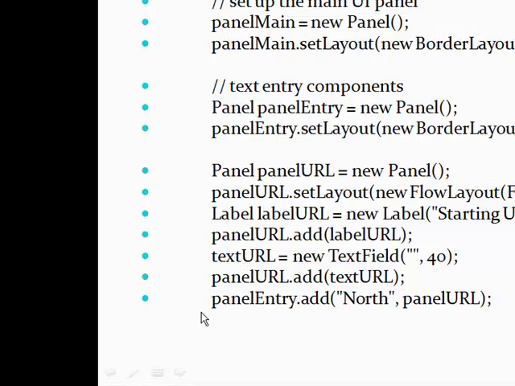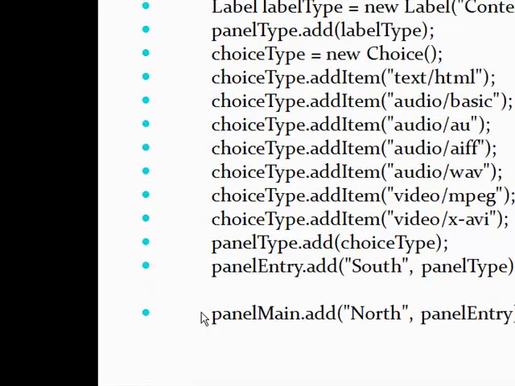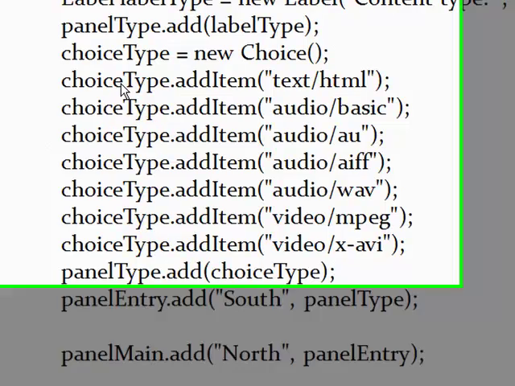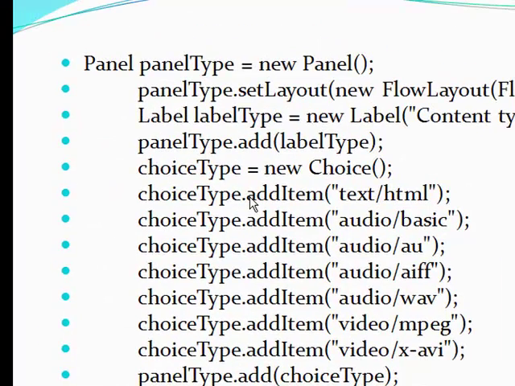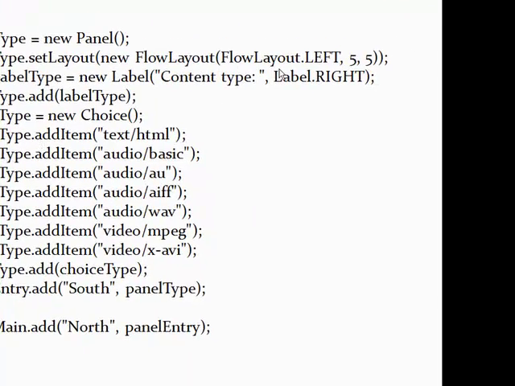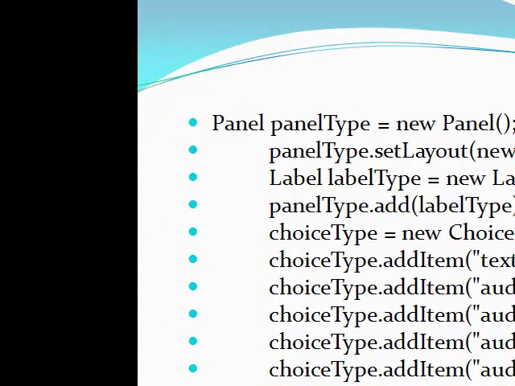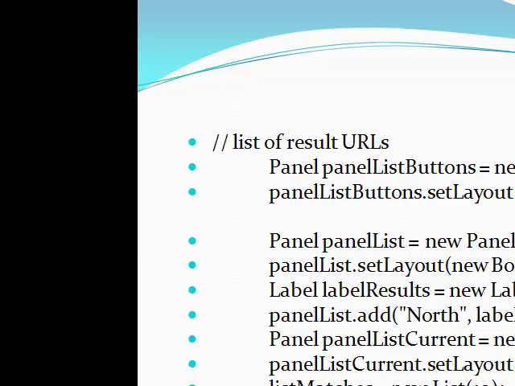Now here you can see the applet coding. Move on to the next page. The panel type we initialized. You can see the choice type, add item. We add the item text/html. We added several items. Finally you can see we added the main panel. Move on to the next page.